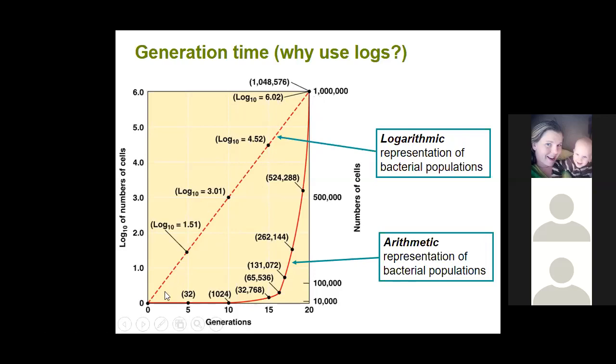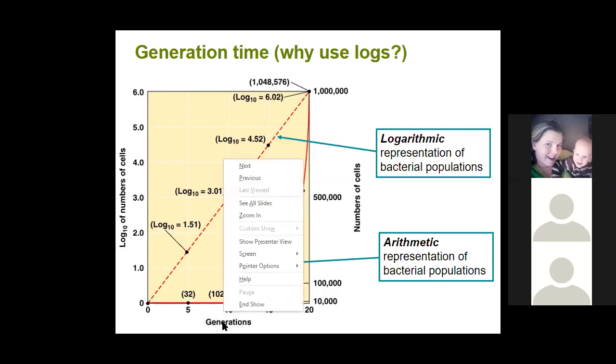The other reason for using the semi-log plot is that the equation y equals mx plus b is much easier to work with than this other mathematical equation. And so microbiologists like to use a semi-logarithmic plot where the y number of bacteria is plotted logarithmically and the x is plotted arithmetically. Any questions about that?